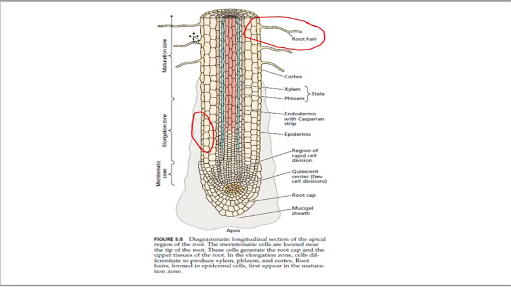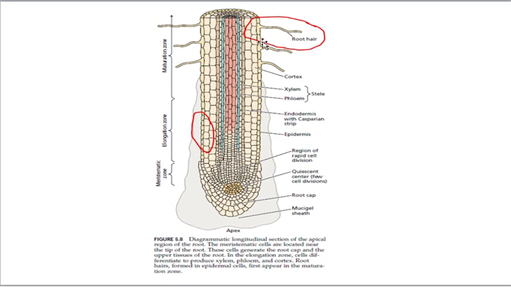So here you can see the outer part is called the epidermis, and not all of the epidermis has root hairs. The root epidermis is regularly spaced between trichoblast and atrichoblast. Here you can see a root hair, whereas the cell next to it does not have a root hair.